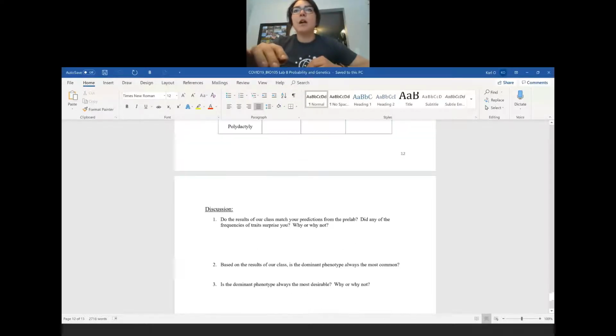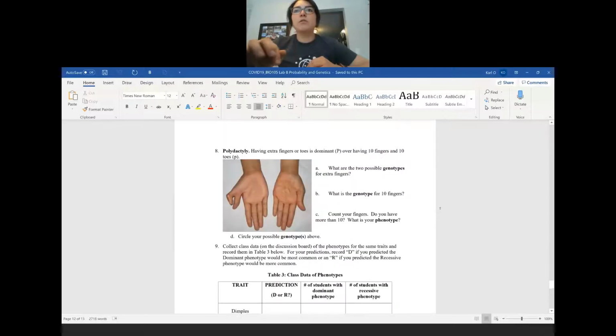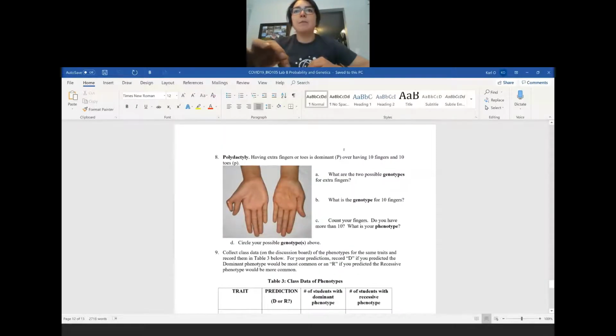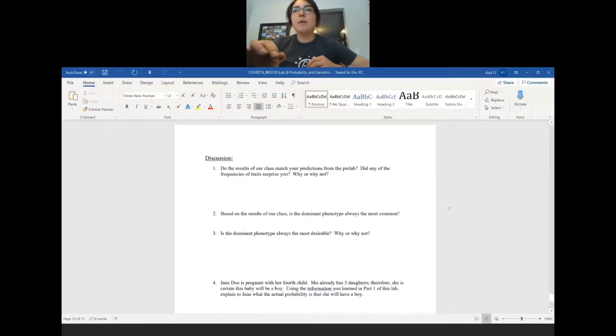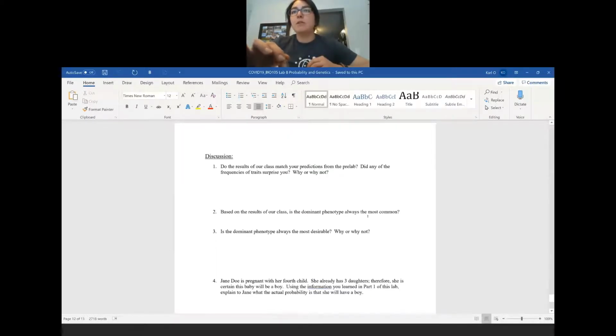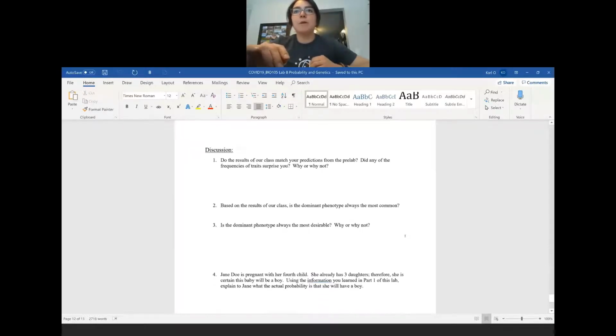If we scroll back to one of these traits, polydactyly, this is probably the best example we have in the lab here. Having extra fingers or toes is dominant to having 10 fingers and 10 toes. But the majority of people aren't polydactyl, right? They have 10 fingers and 10 toes. So even though that's a dominant phenotype, it's not necessarily the most common. So this isn't necessarily true. The dominant phenotype is not always the most common.